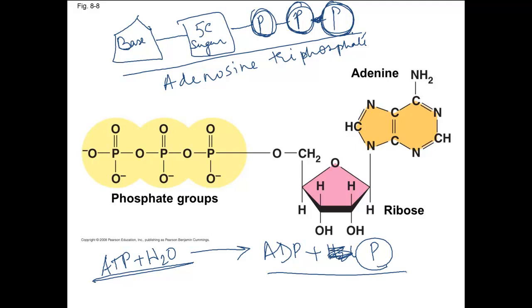Where does the cell go to get more of this? This has to be regenerated back. And this process can take place when ATP and H2O give the energy to all the anabolic reactions. They need it and they break it down to this. And then all catabolic reactions release energy, and that energy is used to put these two together to give me my ATP back.